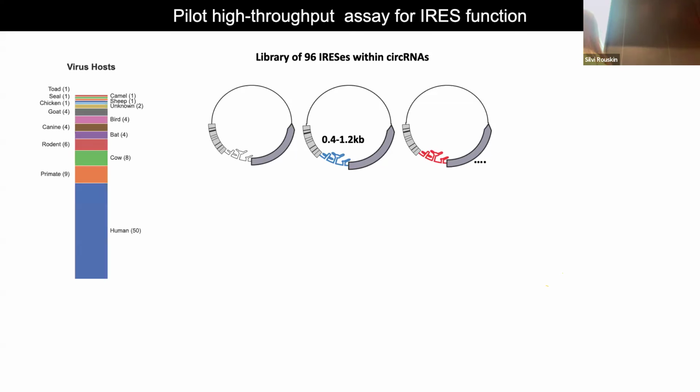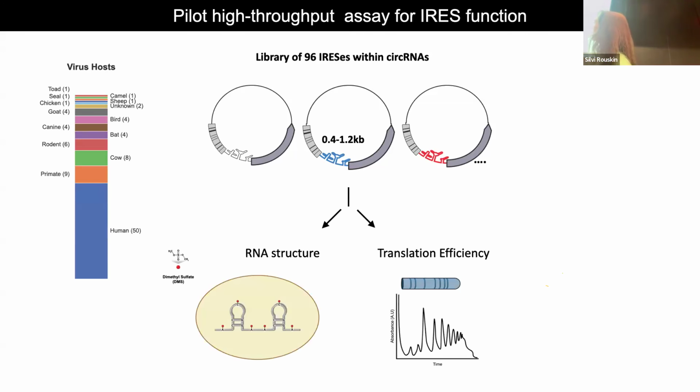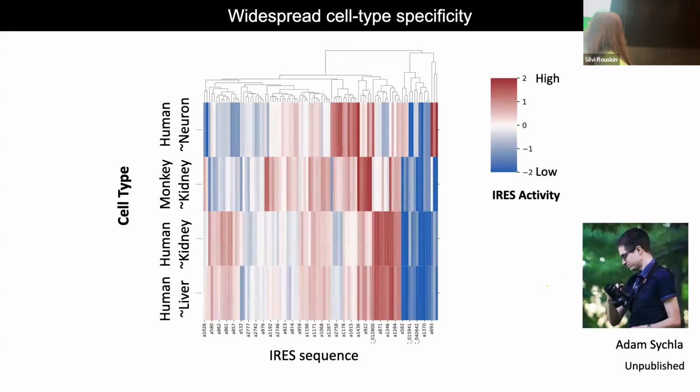And then for our pilot, we took 96 from viruses that have different hosts. So half of them were human, but the other half were infecting toad, seal, chicken, goat, etc. And then we asked, okay, let's figure out what their RNA structure is, because it's unknown, it's only been predicted. And then let's measure their translation efficiency by polysome profiling across different cell types. And this is the work of great postdoc Adam Sikla.